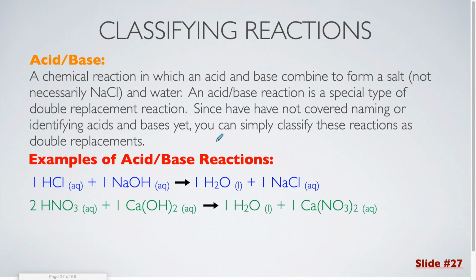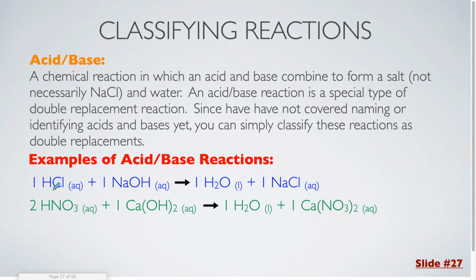So a salt is a term that we use for any ionic compound that would be created. An acid-base reaction is a special type of double replacement. Since we have not covered naming or identifying acids and bases yet, you can just simply classify these as double replacements. They are technically different, but for our purposes for right now, you could just call them a double replacement.